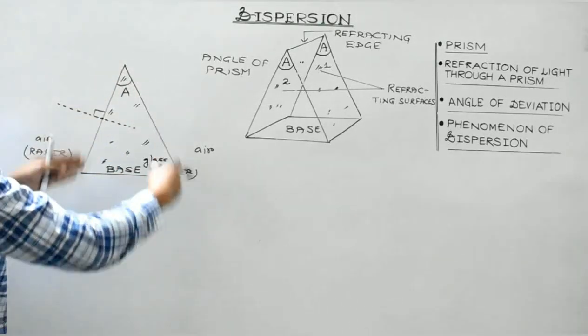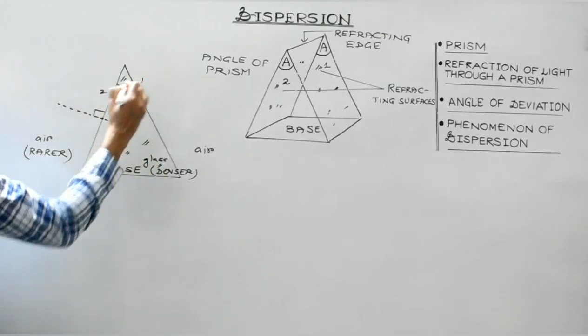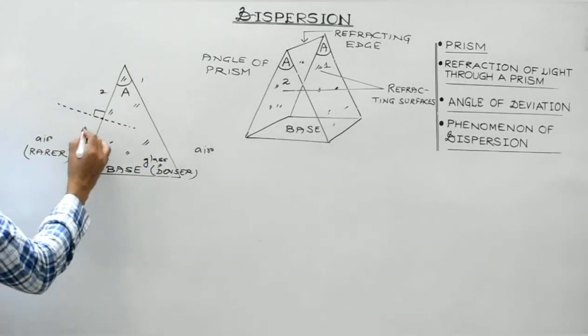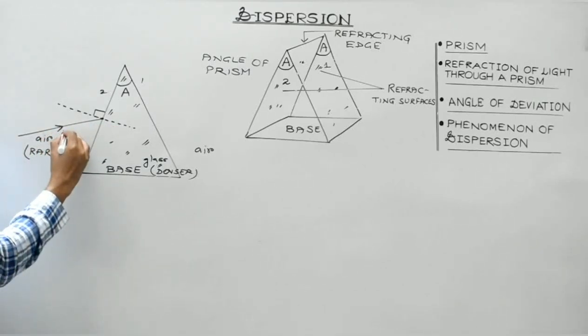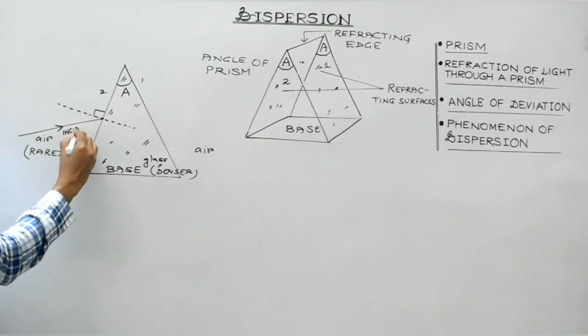Normal means an imaginary line which is perpendicular to the surface. These are the two refracting surfaces. This is the second one, this is the first one. Suppose light is incident like this. This is the incident ray. Let us consider this to be the incident ray.